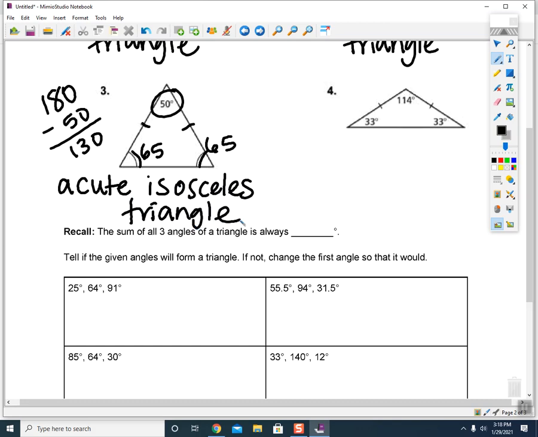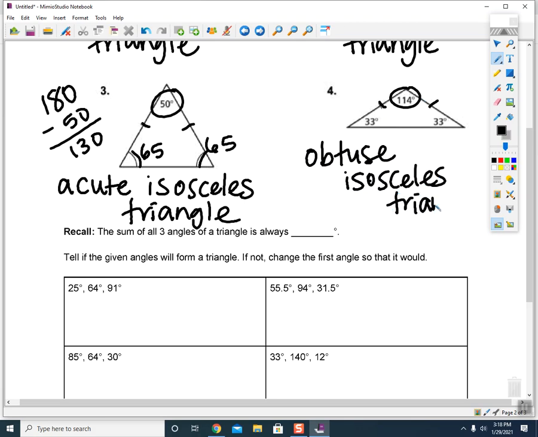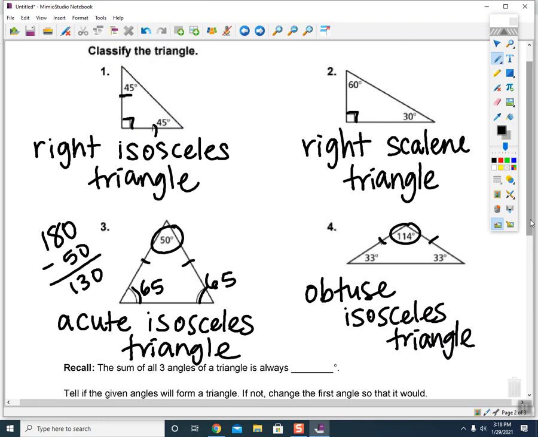Okay, last one, also isosceles, but I'm noticing this 114 degrees here, which means that this is going to be an obtuse isosceles triangle. So here's what I want to do now. I want to look at all of the isosceles triangles and see if I can notice any other patterns. Each of my isosceles triangles I know have 2 of the same sides, but there's something else in common between all of them as well.